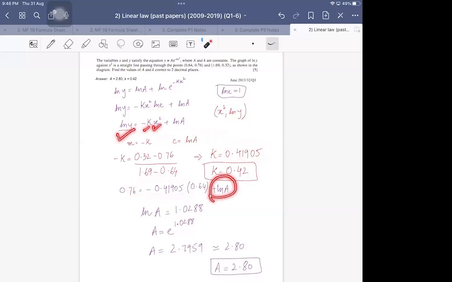We are left with ln a only. Now we can make ln a the subject. So if we make ln a the subject, ln a is equal to 1.0288. So a is equal to e to the power of 1.0288. And from here, we are going to find the answer of a in 2 dp. So in 4 dp, it was 0.7959. Rounded off to 2.80, correct to 2 decimal places. The value of a is 2.80.